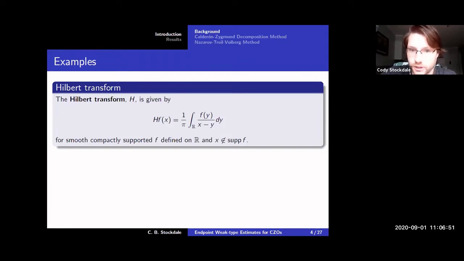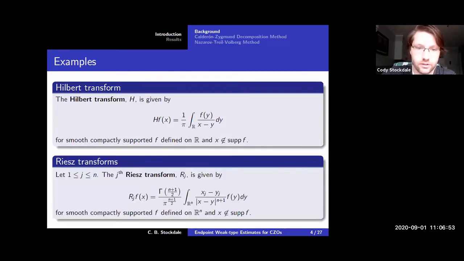And we're also going to talk about higher dimensional analogs of this. So if we're working in Rn now and we just fix a value j that's between 1 and n, we can define the jth Riesz transform by this formula. If we notice that if we take n equals 1, then this formula will collapse and it'll just give you the Hilbert transform. So we should think of this as a higher dimensional analog of the Hilbert transform. This is one that we're going to have to keep in mind, so we'll talk about this in more detail later.